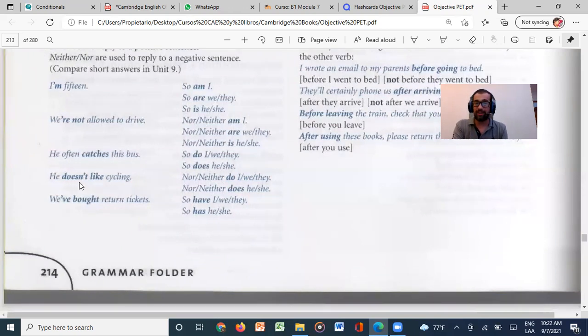If it's negative, he doesn't like cycling, then I say nor do I, we or they, or neither do I, we or they. If it's in the present perfect, in this case, we bought return tickets, then you use the have or has. So have I, or so have we, or so has he or she.